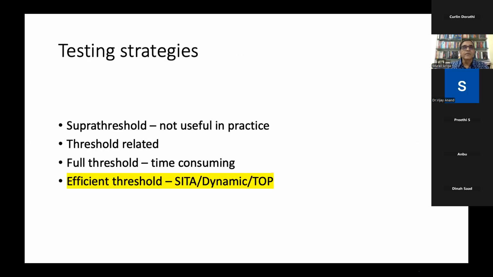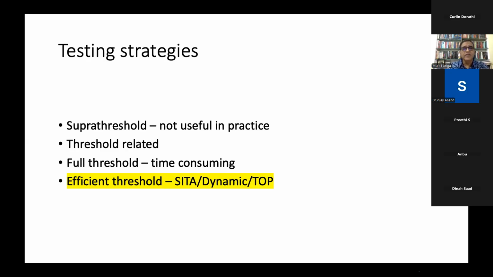Generally, regarding testing strategies, you must remember the suprathreshold tests are not useful in practice today, whether it's neuro-ophthalmic, glaucoma, or retina. We don't use suprathreshold tests at all. Threshold tests were used in the past with the older models. We still don't do full threshold tests anymore. Full threshold tests are very time consuming and fatiguing, and by the time the patient is done with the test, a lot of energy is wasted and you don't get optimum results.